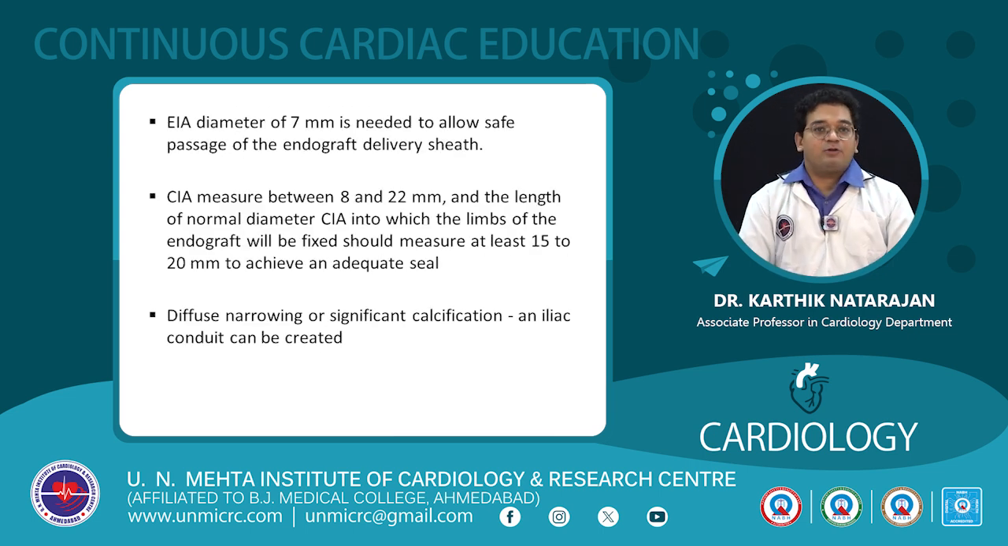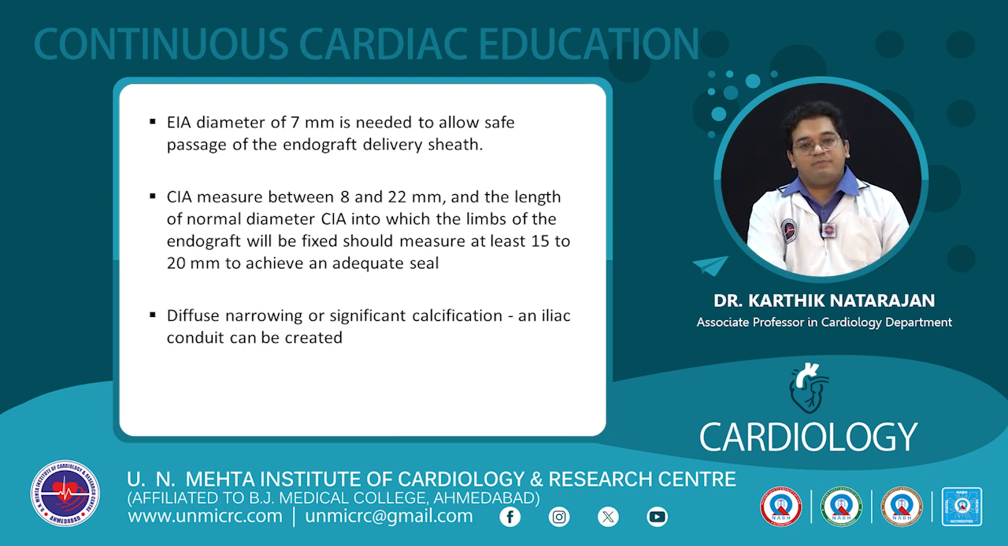An EIA diameter of at least 7 mm is required to allow safe passage of the endograft delivery system, and a CIA diameter between 8 to 22 millimeter, and the length of normal diameter into which the limbs are implanted should be at least 15 to 20 millimeters to achieve an adequate seal. With diffuse narrowing or significant calcification, an iliac conduit has to be done, or you may need to go for an alternative access like an axillary access or sometimes even a transcaval access.